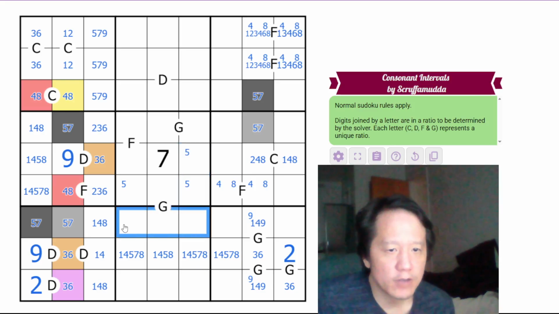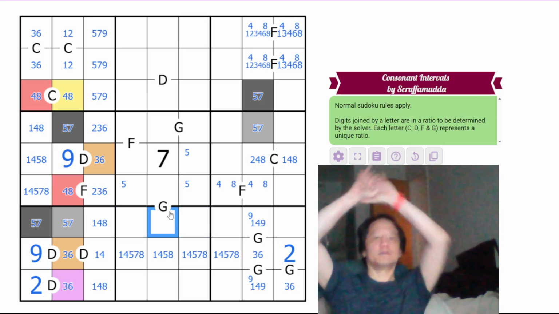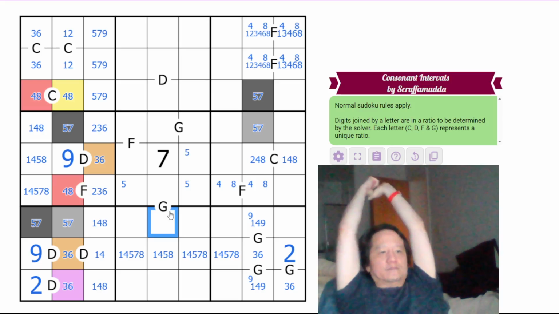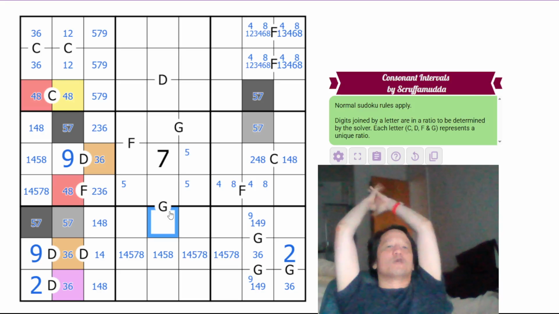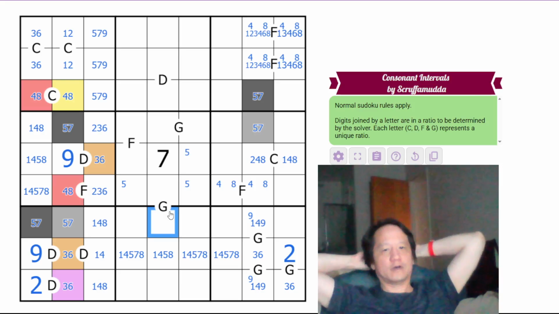Where are 3 and 6 in row 7? It cannot be here, it cannot be here because of the 3-6 pair in that box. It cannot be here because of the 3-6 pair in that box, so it must be here somewhere. It could be with the G, but we don't know. It's very likely one of them is in the G ratio, but we don't know.